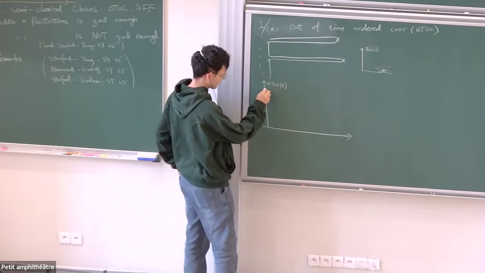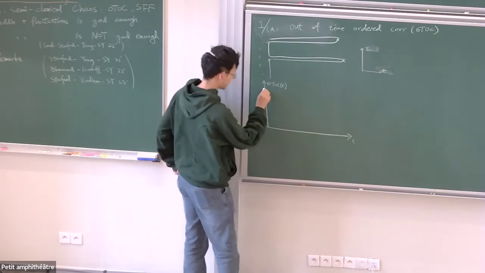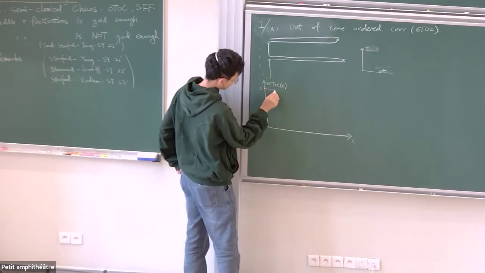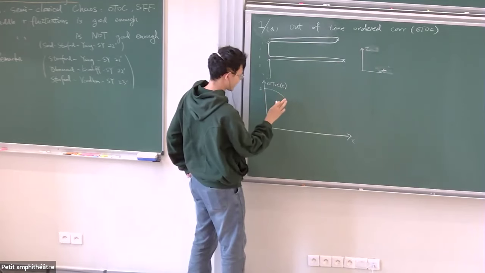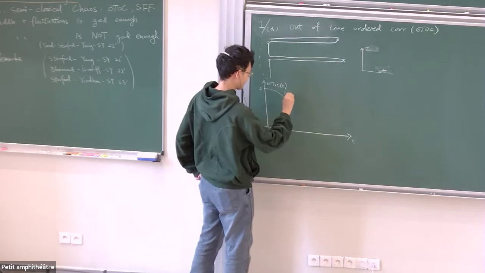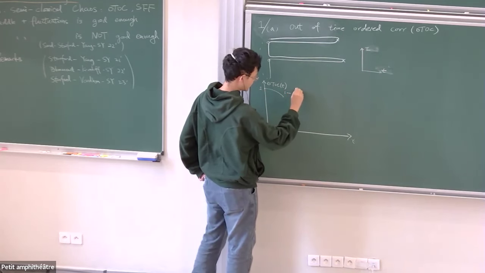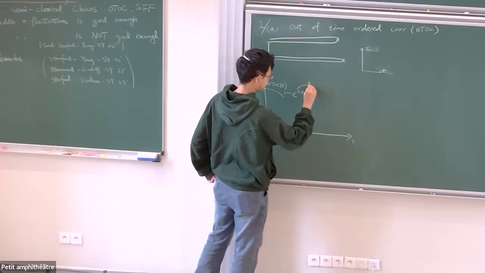And it has a universal behavior which at time equal to zero, it starts with some finite value. Let's normalize that to be one. And it first exponentially grows. Well, I guess from this diagram, it looks like it's going to be the case. But by exponential growth, I just mean the behavior for that is one minus e to the lambda_L t, in which this lambda_L is called the Lyapunov exponent.